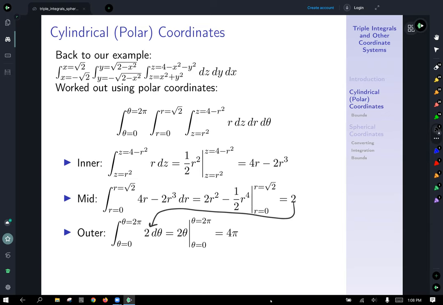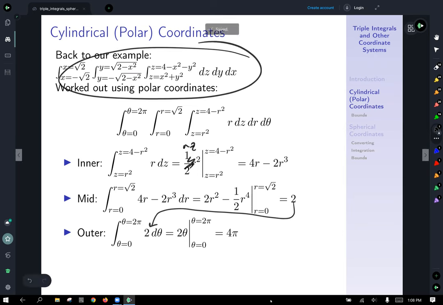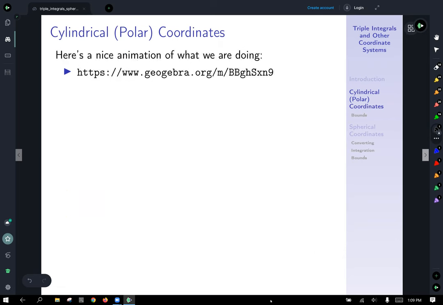I hope that you look at that and believe that this was significantly easier than trying to tackle this using rectangular coordinates. It took a little bit of work to convert it, but compared to trying to integrate that thing involving all those roots, it's probably far, far easier. So what are we actually doing? What does this look like? What's happening here? As usual, we'll take a look at a nice picture here. Let it load.